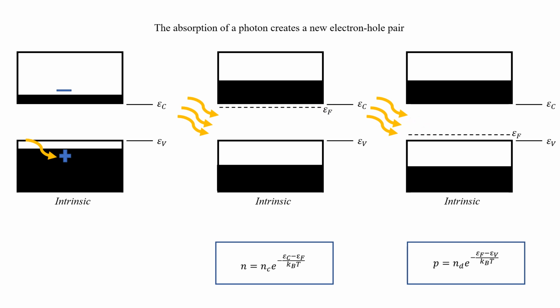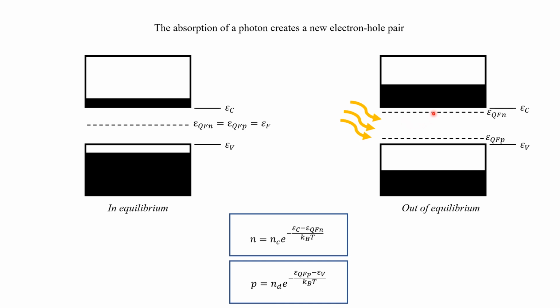In other words, the Fermi level is split into two new Fermi levels. One Fermi level for electrons, which we call the quasi-Fermi level for electrons, and one Fermi level for holes, which we call the quasi-Fermi level for holes. So the splitting of the Fermi level into quasi-Fermi levels is the signature of a system out of equilibrium. And this happens every time we take the system out of equilibrium. It does not matter how we took it out of equilibrium.